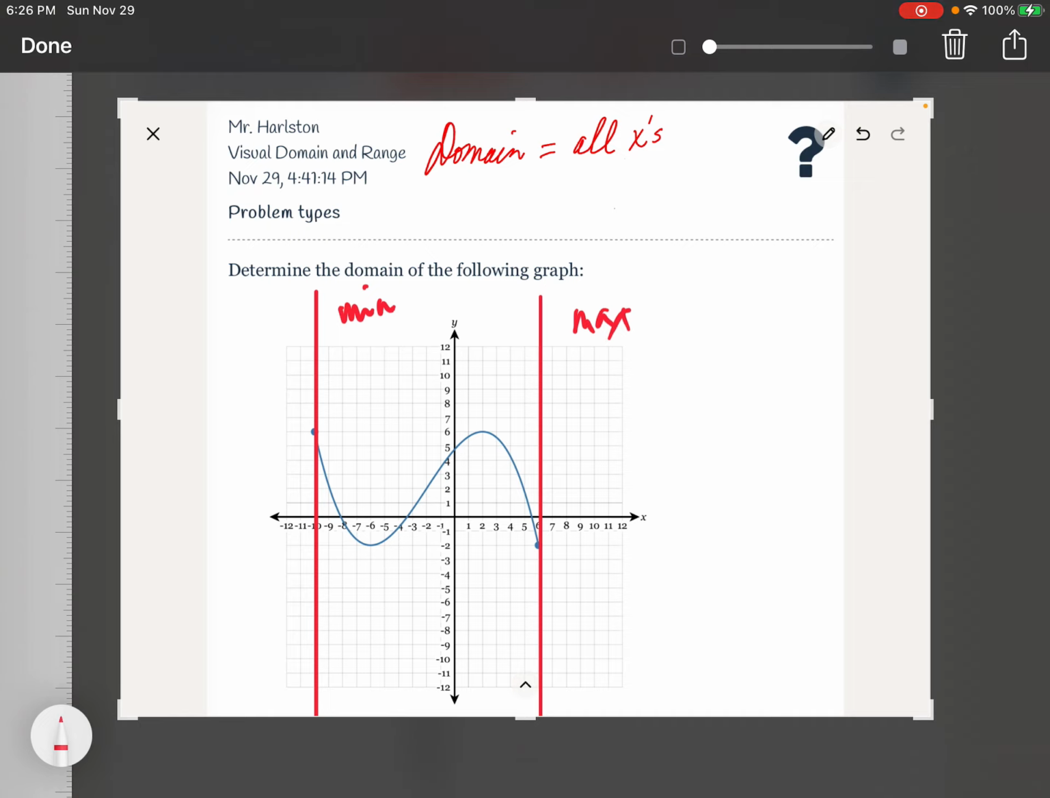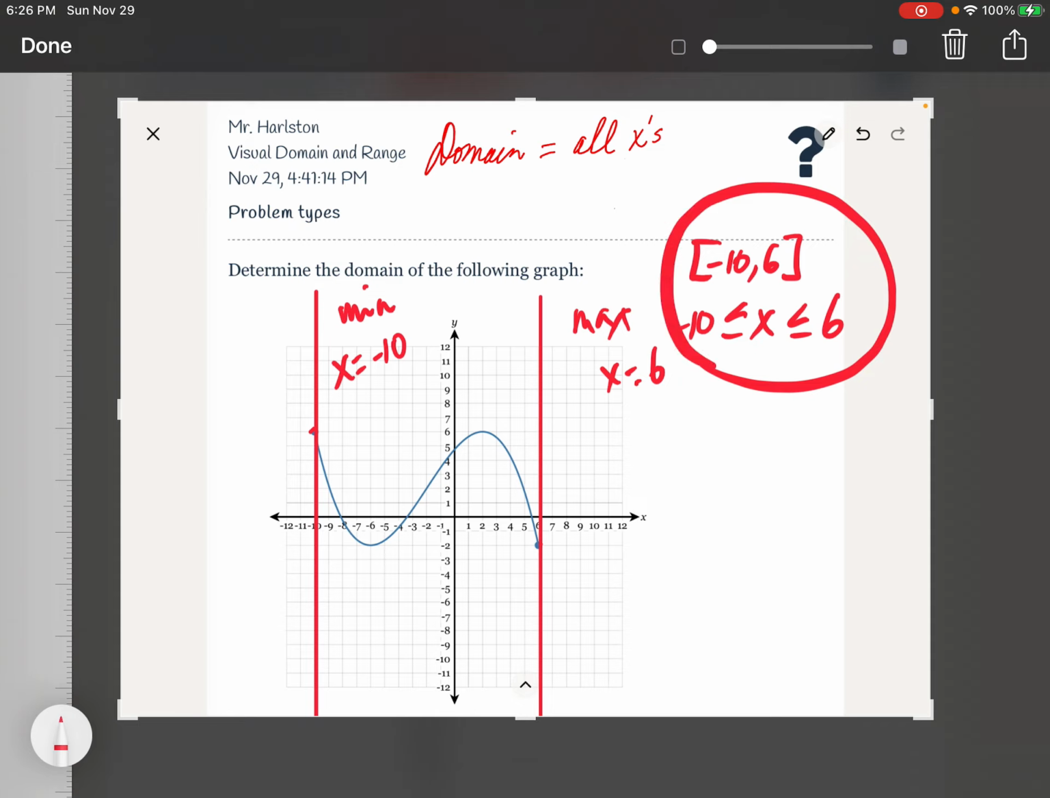So now the minimum is x equals negative 10. The max is x equals 6. If I were writing this in interval notation, because these are both closed circles, I can go bracket negative 10 comma 6 bracket. Or I can say x must be greater than or equal to negative 10 and less than or equal to positive 6. These are the same thing. Okay, and that's how you find the domain when you have a continuous function. What I mean by continuous is that there are no breaks in there. All right, so let's go to the next one.